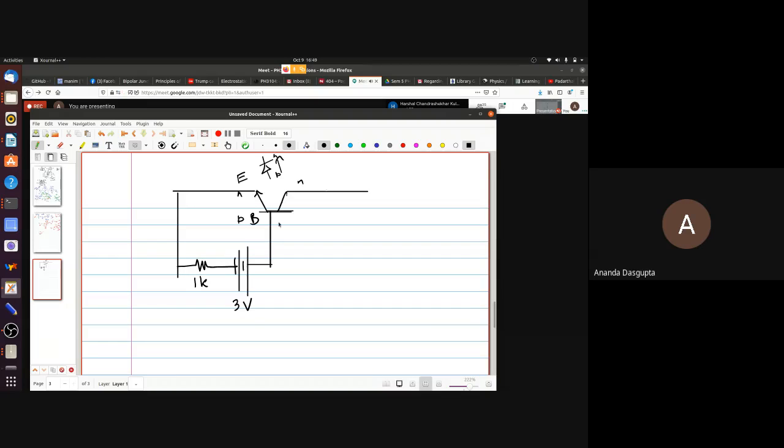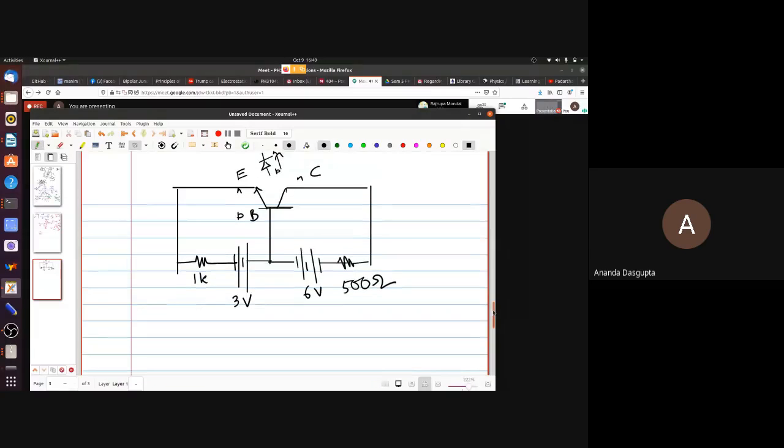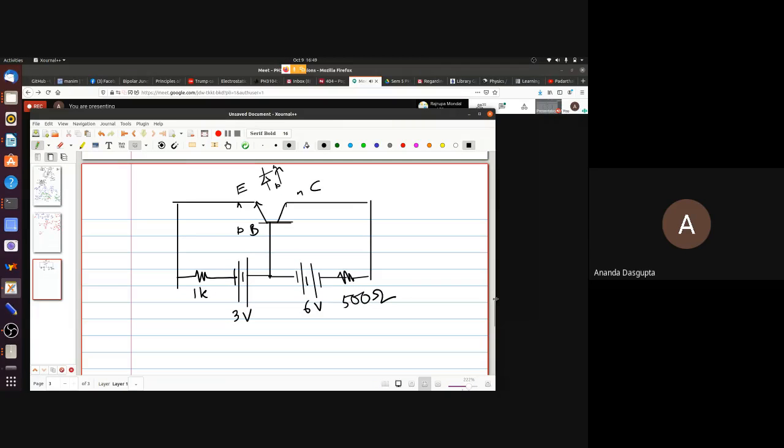On the other hand, I want to reverse bias the base collector junction. That means I want to make this positive. So let's say I put in a 6 volt battery here. I'm just making up these numbers. And let's say I've put in a 500 ohm resistor, half a kilo ohm. Now I want to analyze what currents and voltages will flow under the active circuit connection.